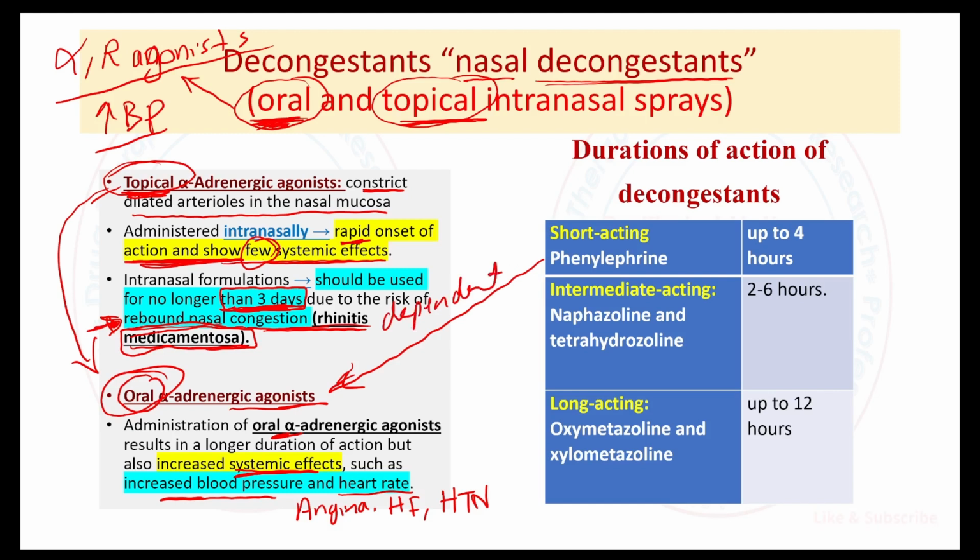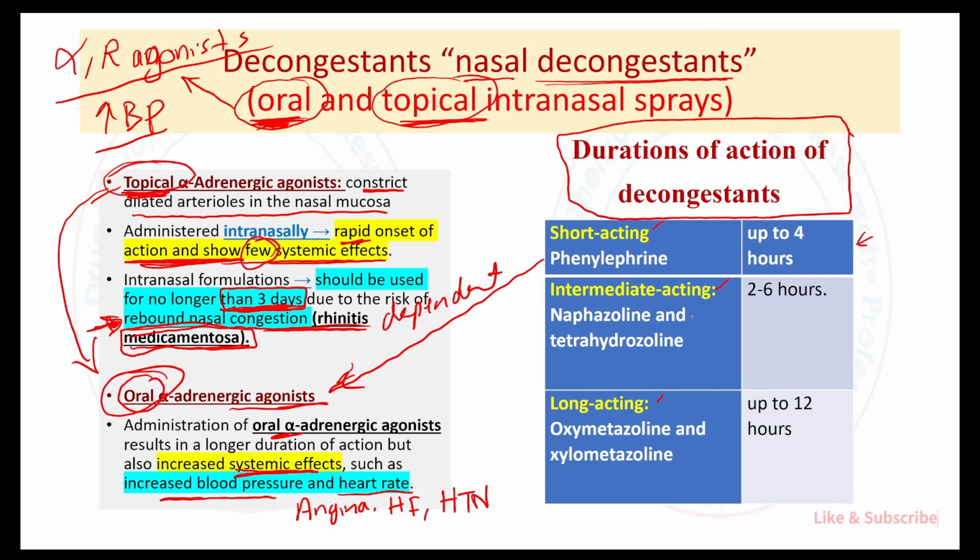Okay, so what else here? Do you need to remember something else? Yes, we need to look at the duration of action. Okay, duration of action, we have category here for the treatment. We have 3 category. We have short acting, we have intermediate acting, we have long acting. Regarding short acting, one medication less than 4 hours, we have phenylephrine. So which of the following medication considered like short acting decongestant? Phenylephrine, 4 hours.